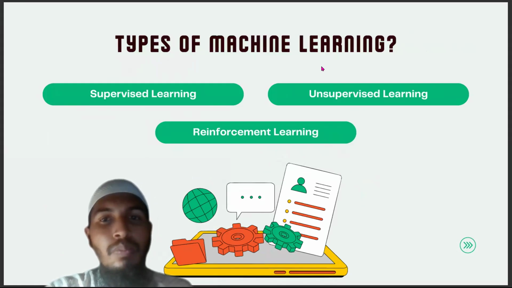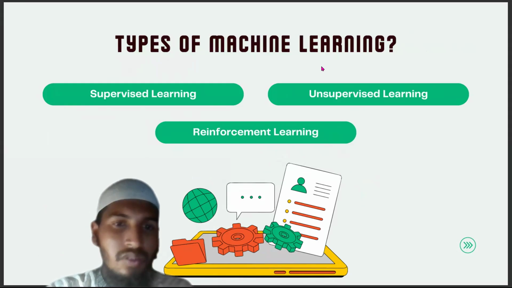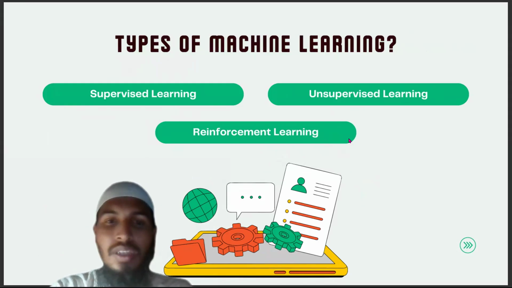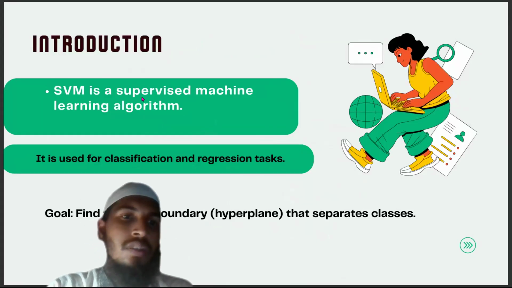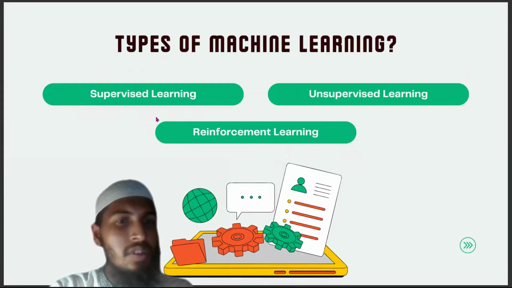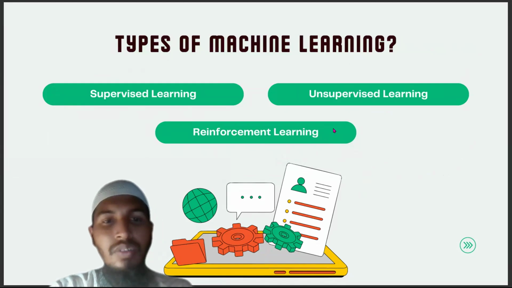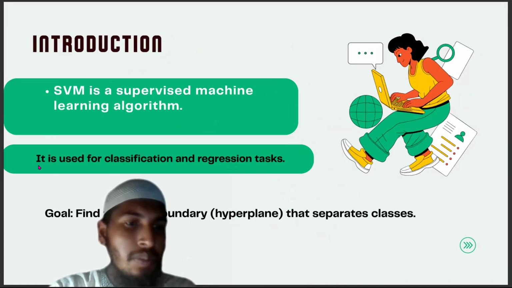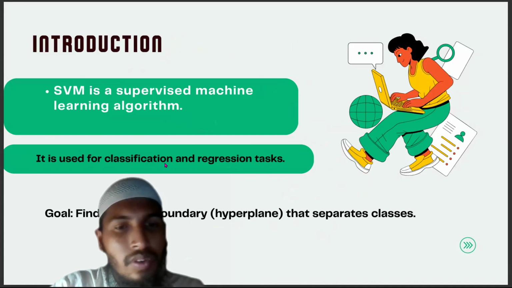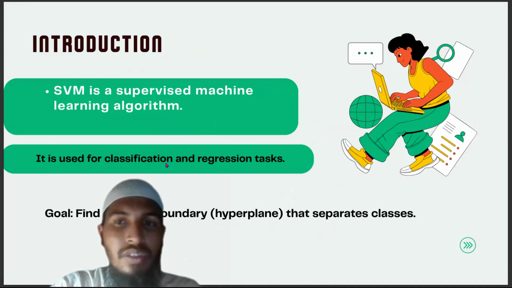We know machine learning is basically three types: supervised learning, unsupervised learning, and reinforcement learning. Introduction of SVM. SVM, support vector machine, is a supervised machine learning algorithm. SVM is a supervised learning algorithm. Where do we use SVM? It is used for classification and regression tasks.